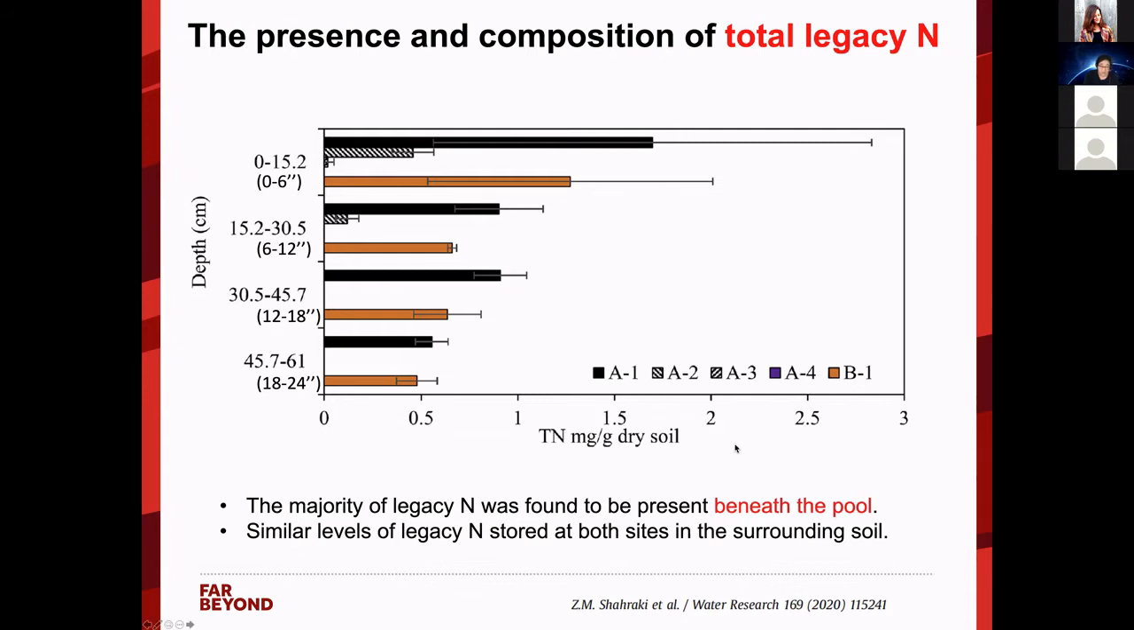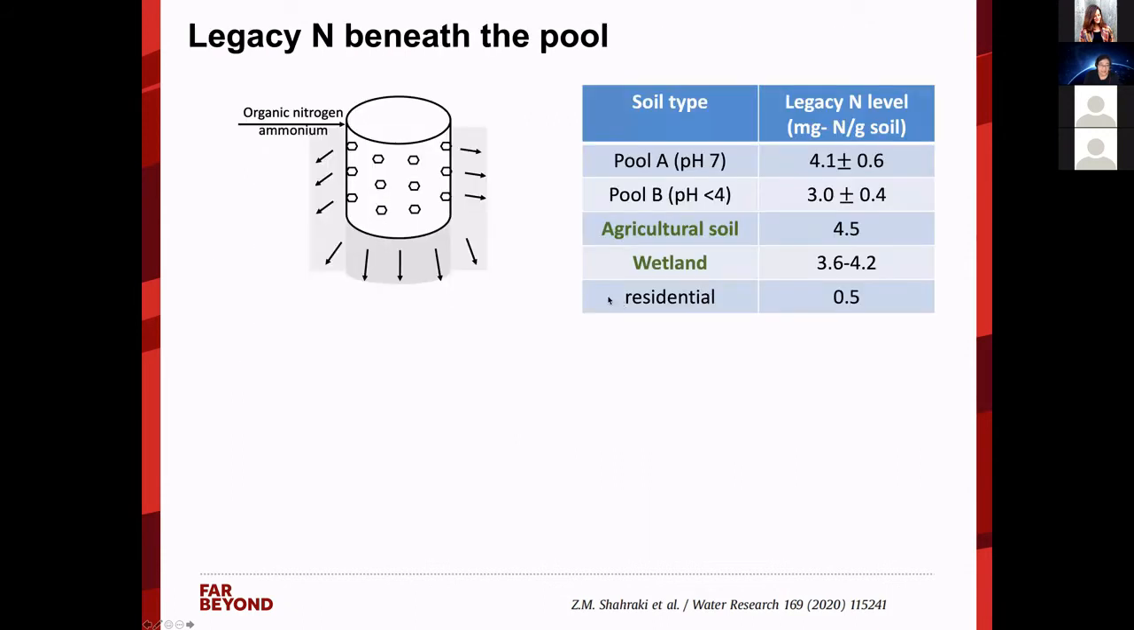With this measurement, we were able to calculate the estimated labile nitrogen level beneath the pool. Before we do the calculation, we also compare our observations with different soil types and see how our labile nitrogen level compares to agricultural soil and wetland. From this table, you can see the labile nitrogen stored beneath the pool can be a nitrogen source with potential similar to the agricultural soil and the wetland environment. But these levels are much higher than the residential soil without any nitrogen loadings.